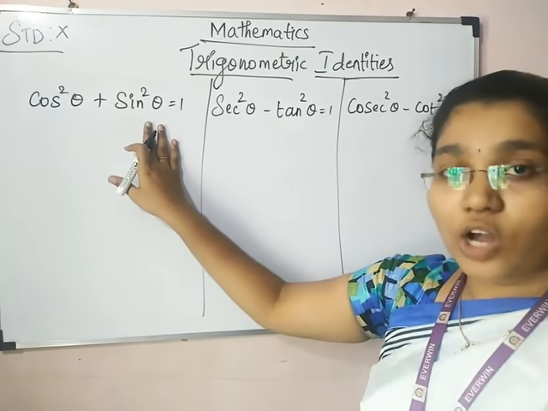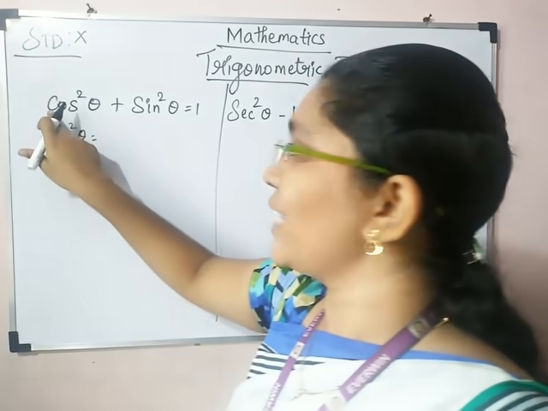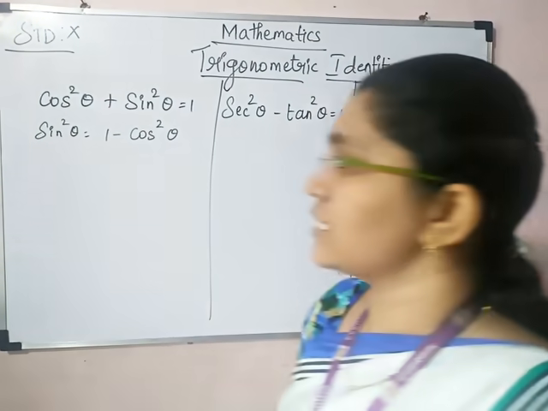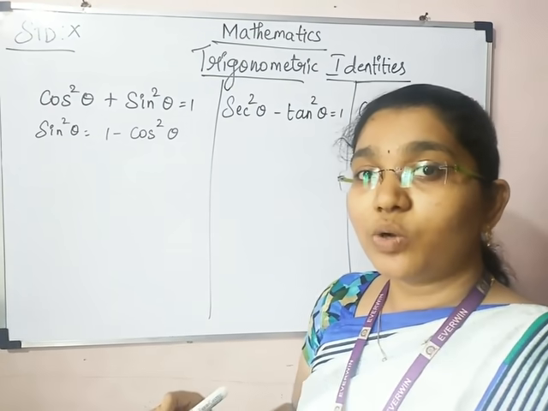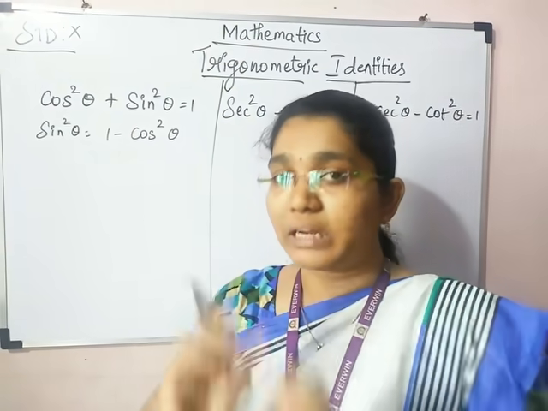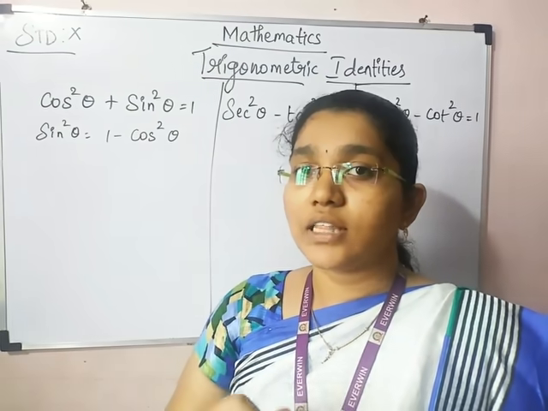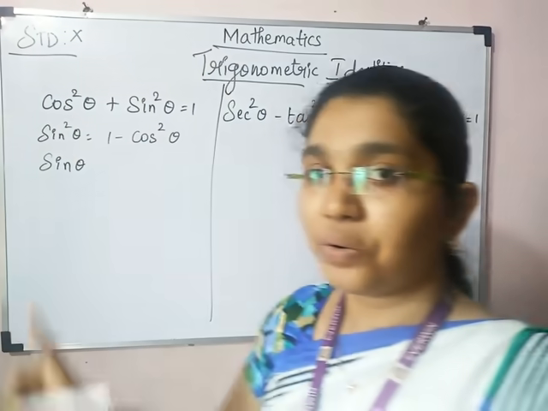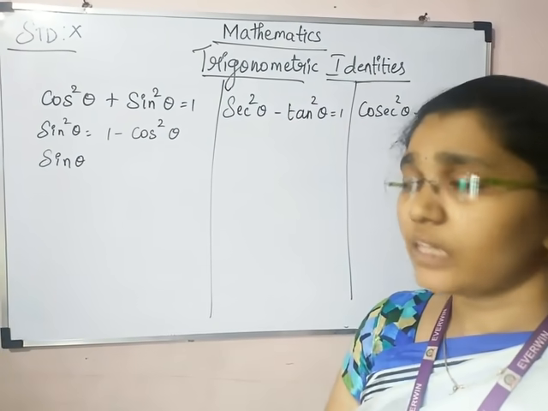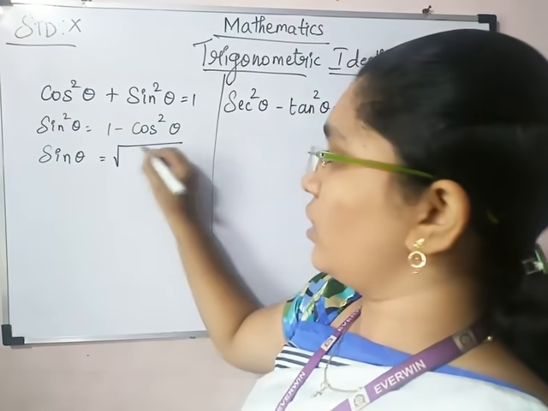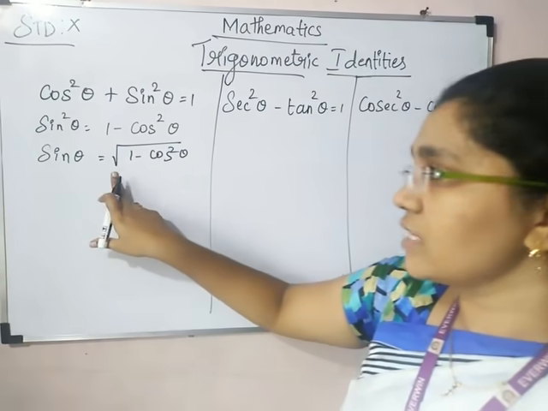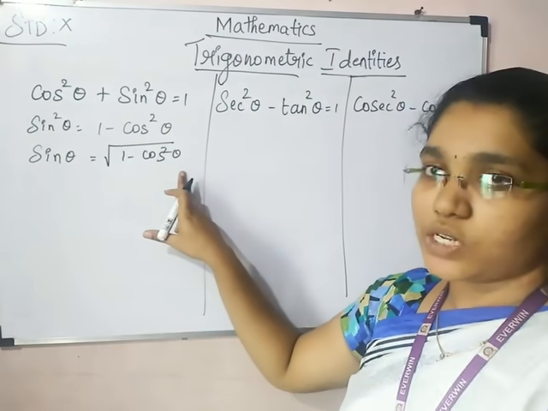We can solve for the sine value from this equation. If I want the sine value alone, I take cos square to that side, and it becomes 1 minus cos square theta. Now, if we want only the sine value, we don't want the square. How can we remove the square from a particular term? Obviously by taking the square root on both sides. The square and root get cancelled, and you get sine theta equal to the root of 1 minus cos square theta.